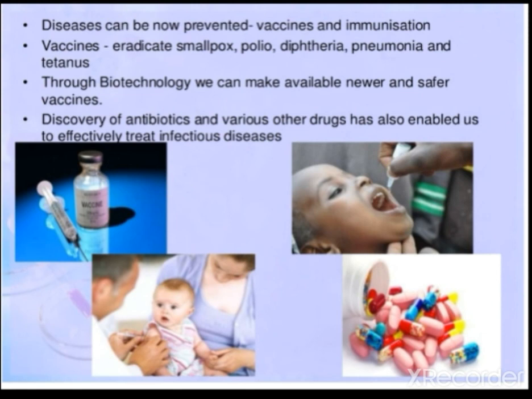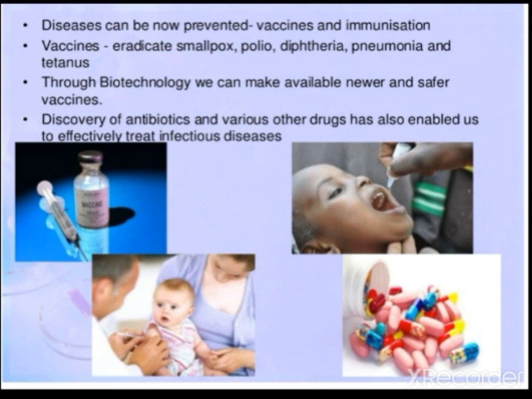Diseases can now be prevented. Most of the diseases you can prevent by vaccines or immunization. Not all, mainly the viral diseases can be prevented by vaccines or immunization. By using vaccines fully, smallpox and polio are eradicated. It is not at all there. Successfully it has been eradicated in India. For diphtheria, pneumonia, tetanus, also vaccines are there.